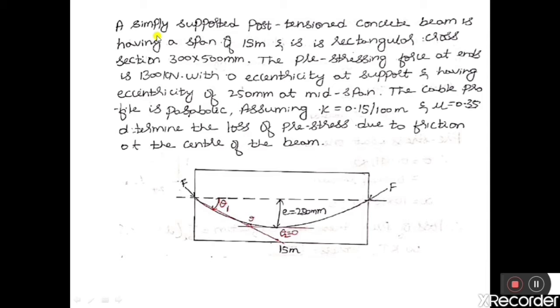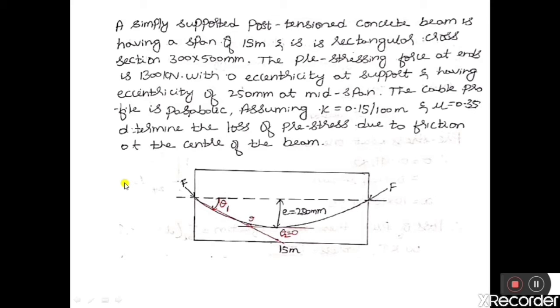Here a simply supported post-tensioned concrete beam having a span of 15 meters has a rectangular cross-section of 300 by 500 mm. The pre-stressing force at ends is 1300 kN with zero eccentricity at supports and an eccentricity of 250 mm at midspan. The cable profile is parabolic, assuming K is equal to 0.15 per 100 meter and mu is equal to 0.35. Determine the loss of prestress due to friction at the center of the beam.